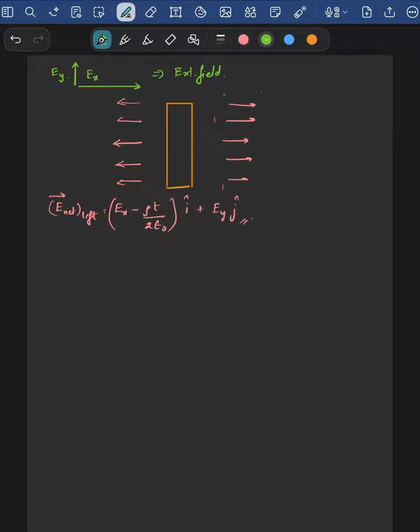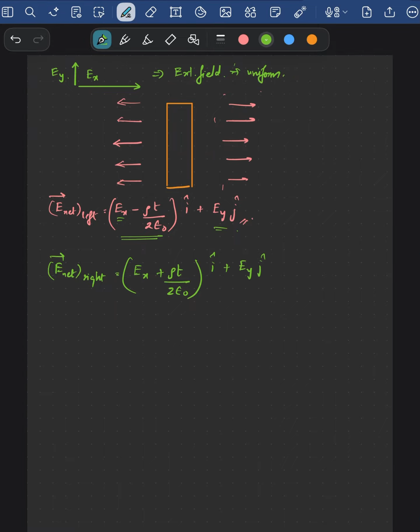And if you notice, this term was already uniform. Ex and Ey are constants over here because it was mentioned our external field was uniform. Now you have to add the field due to this layer, which is also a uniform thing. So your net field in the left is a uniform field itself, and that will have this value. What will be your net field towards right? Your net field towards right now will be equal to Ex plus rho t by 2 epsilon naught I cap plus Ey j cap, right?